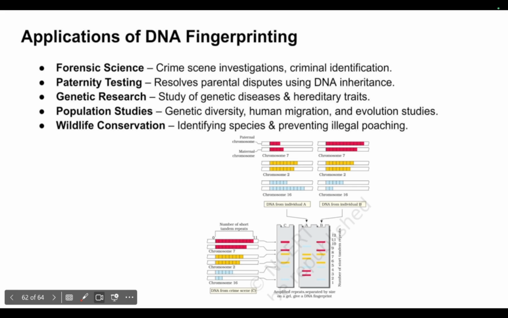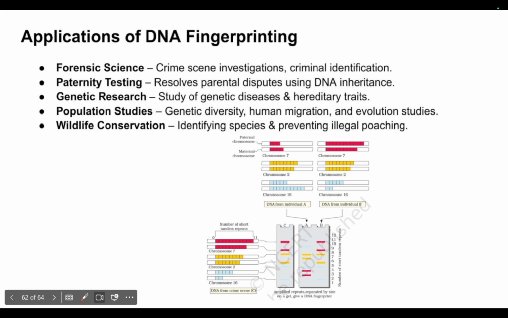Now here, as you can see, chromosome number 7 is given. Chromosome number 7 has 2 copies because it is a diploid organism, it is human. One of them comes from the father, another from the mother. As you can see, the one coming from the father has different tandem repeats and the one coming from the mother has different tandem repeats. Similarly, for chromosome number 2, one chromosome comes from the father, another from the mother, and both have different tandem repeats because mother and father will have different polymorphisms. Same with chromosome number 16. Now, when these tandem sequences are passed through gel electrophoresis, they will all give different bands.